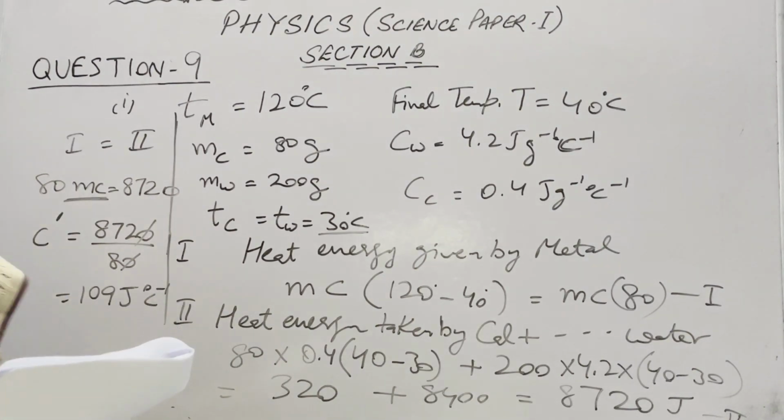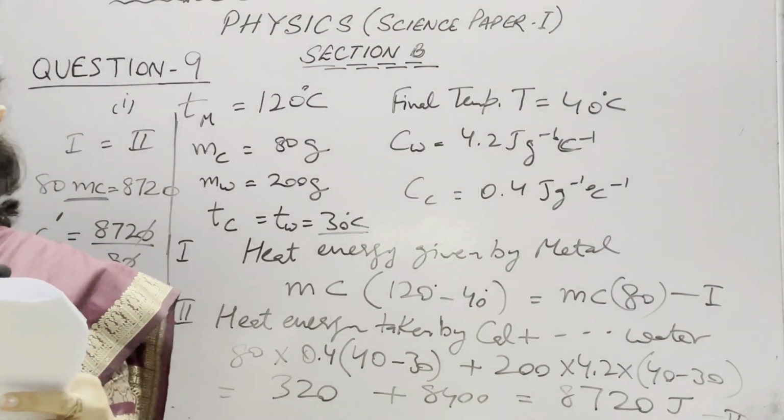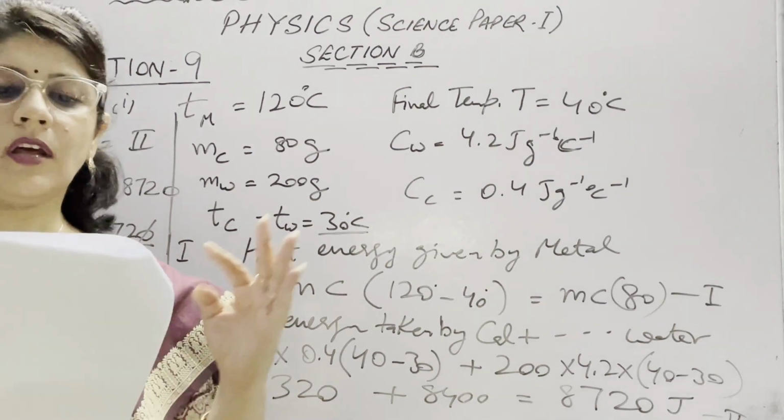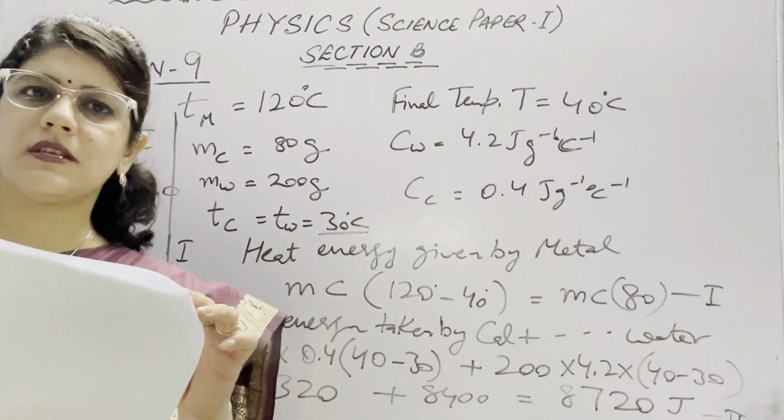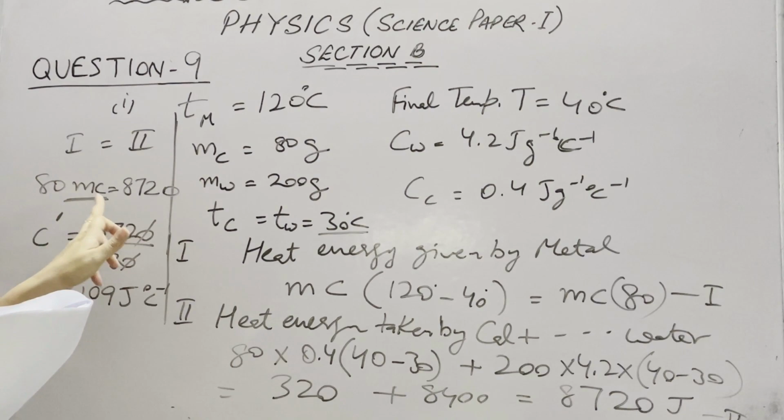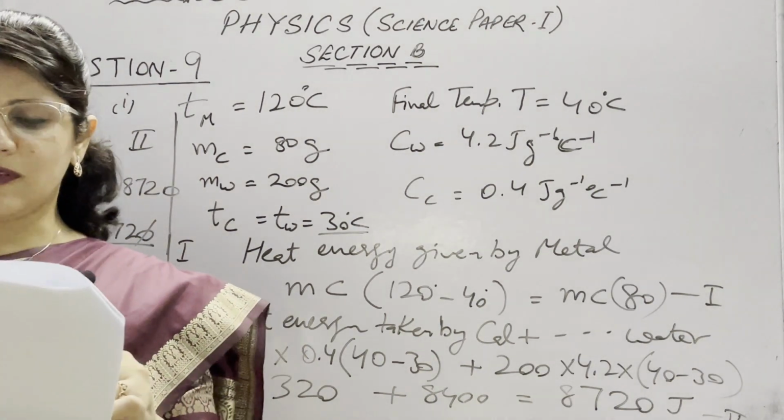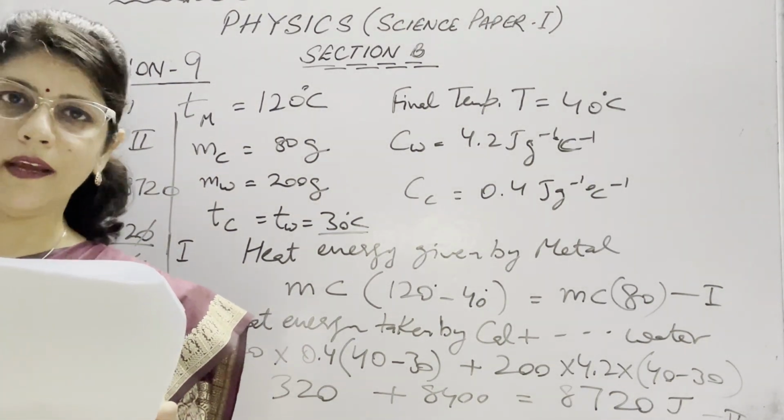109 is the answer. Specific heat capacity is given, but thermal capacity is asked, and the thermal capacity formula C dash is equal to M into C. So the value is 109 joule per degree Celsius.